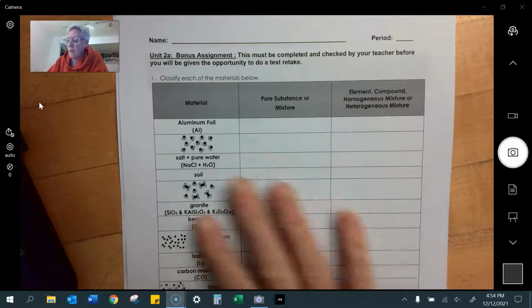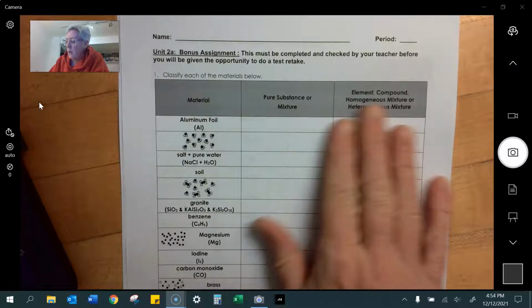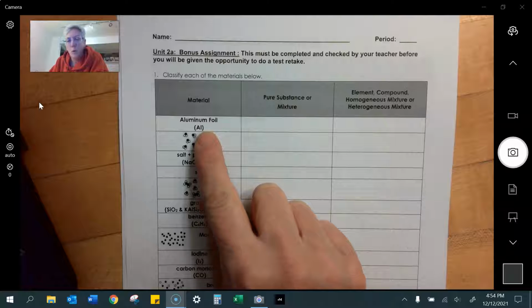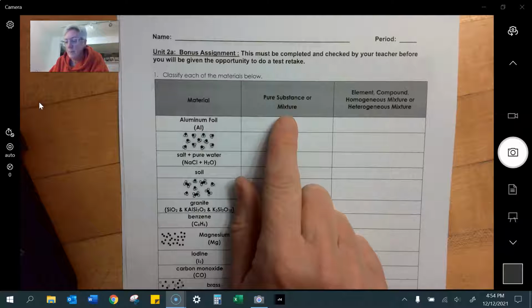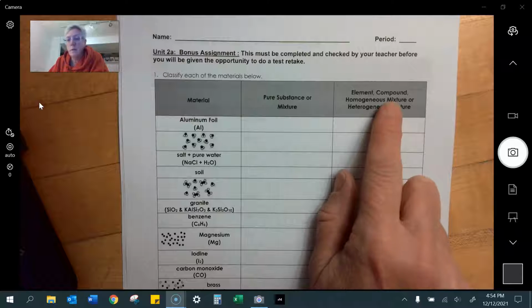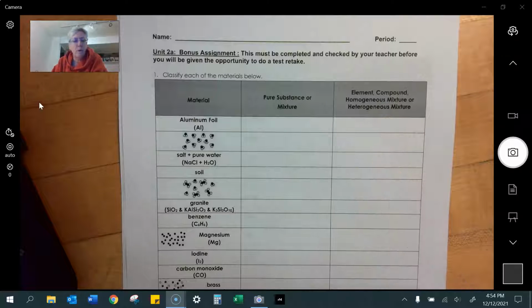Okay, so the first part is about classification of matter. We're going to go through these problems. The first column asks you to decide if the substance is a pure substance or a mixture. The next column asks you to classify it as an element, a compound, a homogeneous mixture, or a heterogeneous mixture. Let us refresh our memories for a second.